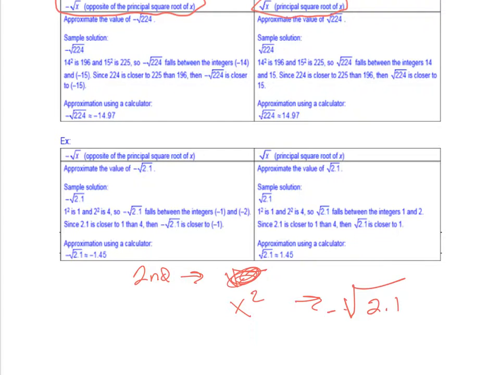But again, just a good guess and check. Say I thought, well, maybe the square root of 2.1 is maybe 3. Well, you can always check, because the opposite of finding the square root is to square the number. So if I do 3 squared, or 3 times 3, I'm going to get 9. Please, you must check if you're going to use this approximation.